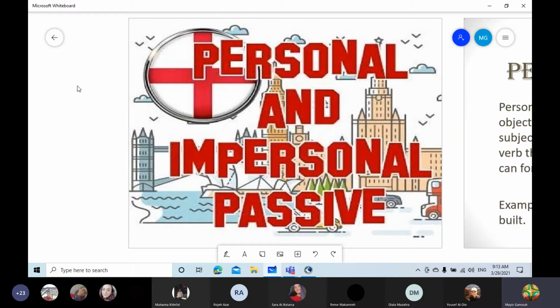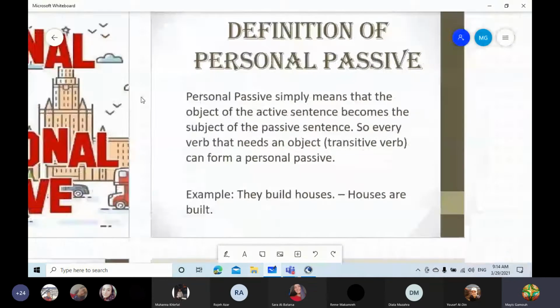Look at the title in here, personal and impersonal passive. We know the meaning of passive, but now we are going to be introduced to the terms personal and impersonal. So before learning our structure and how to form our sentences, changing our active sentences into a personal and impersonal passive, we have to be introduced to the terms, the personal passive and the impersonal passive. So let us start.